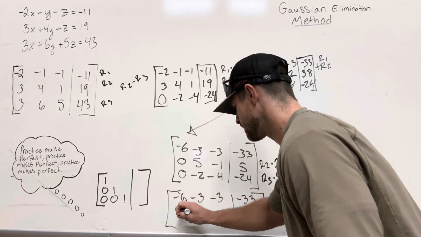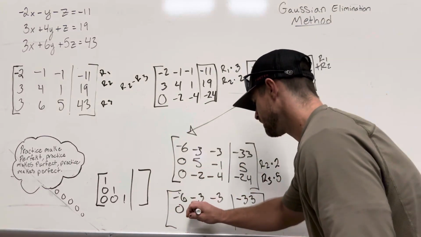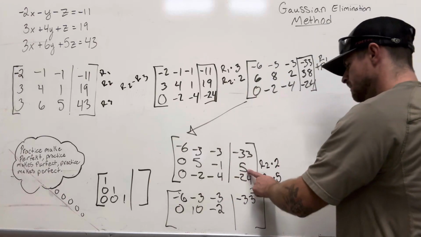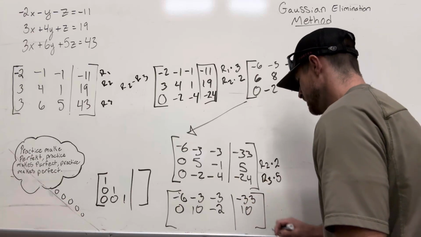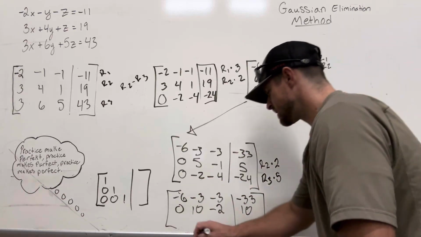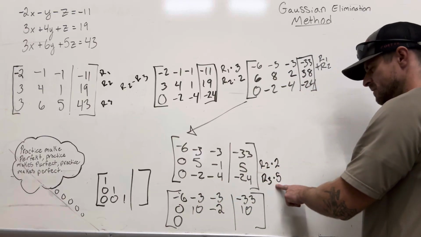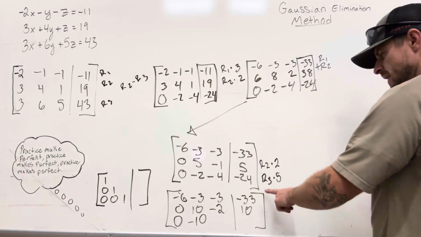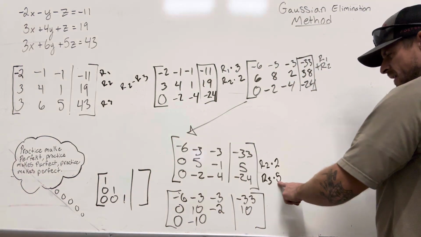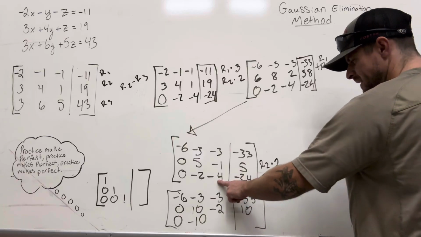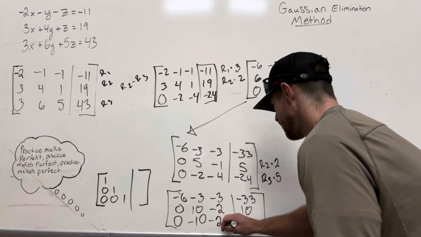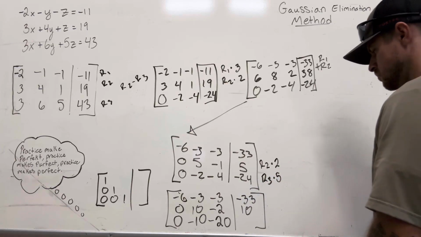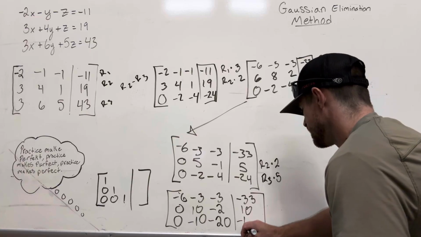So row 2 is times 2. 0 stays 0. 5 times 2 is 10. -1 times 2 is -2. 5 times 2 is 10. 0 times 5 is 0, remains 0. -2 times 5 is -10. Make sure you guys can see. Yeah, you can see it over there. Okay. Row 3 is times 5, so times -4. 5 times -4, -20. -24 times 5, that'd be -110.